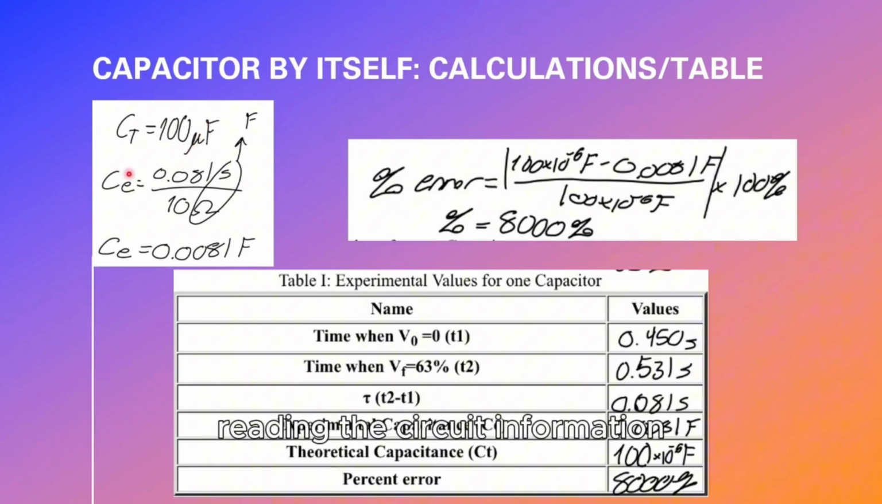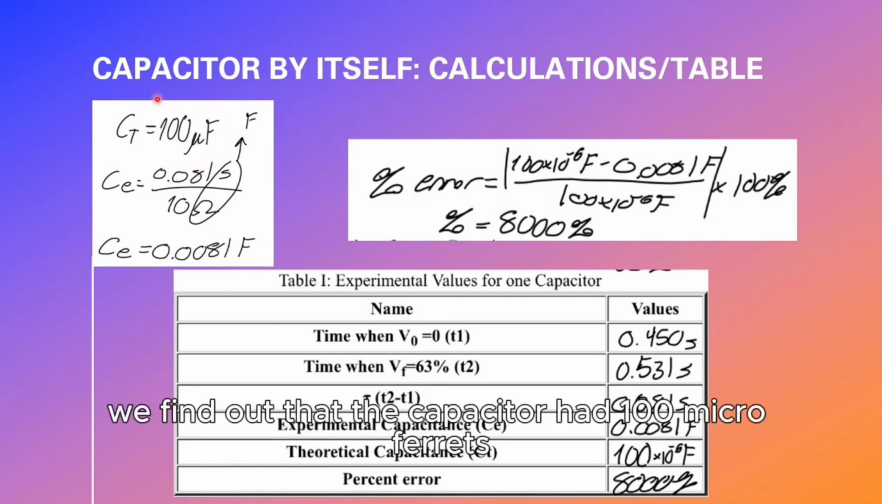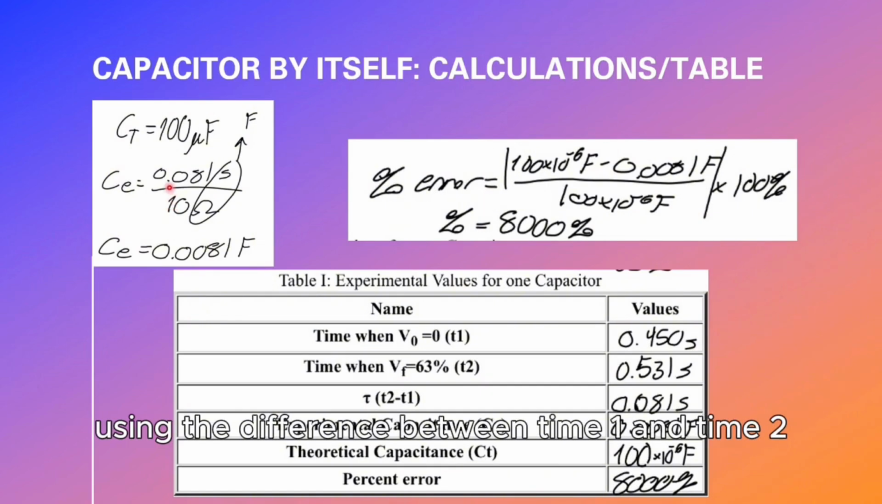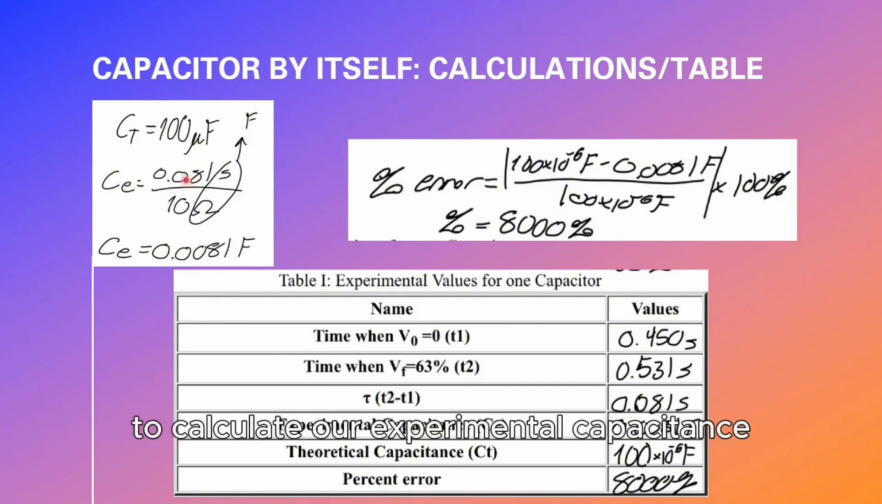Reading the circuit information, we find out that the capacitor had 100 microfarads capacitance, and the resistor was 10 ohms. We use this for the calculations. Likewise, using the difference between time 1 and time 2 to calculate our experimental capacitance, we see that the values are extremely off, giving us an 8,000% error.